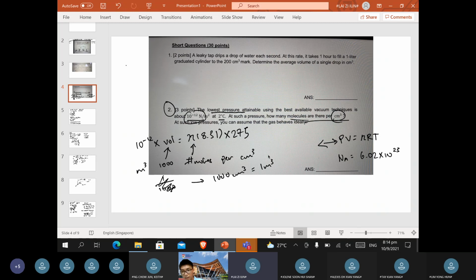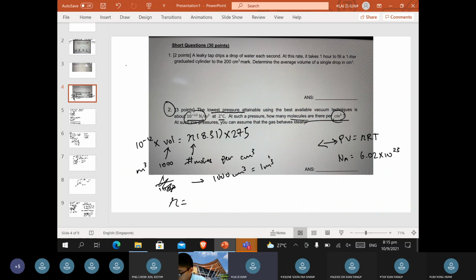Okay, everyone okay? Everyone know where I'm coming from? Maybe I give you a bit of time if you have any questions. Okay, all good. So we just let this be 1000, and we can find the number of moles per cm3.